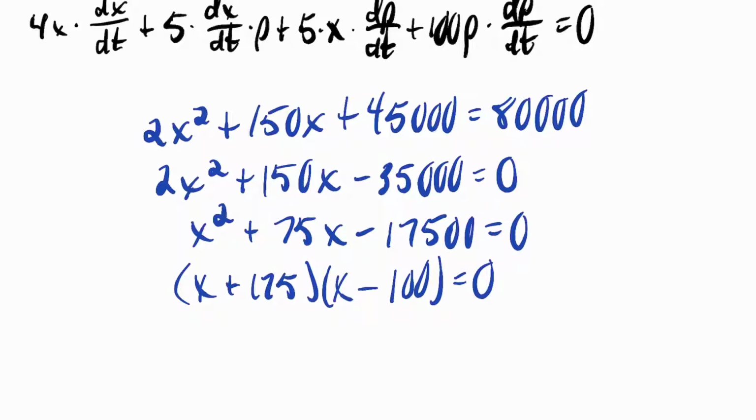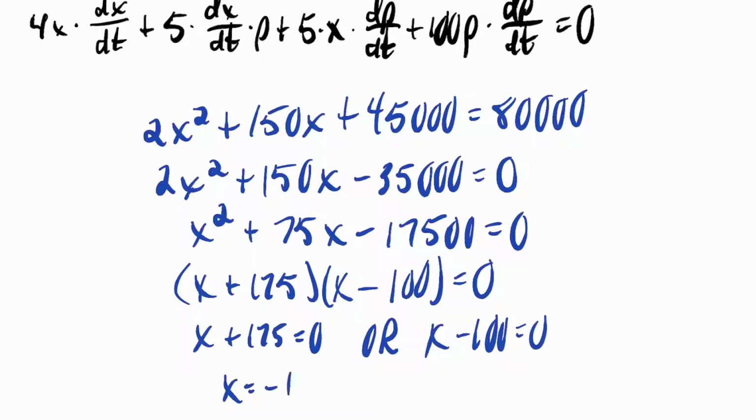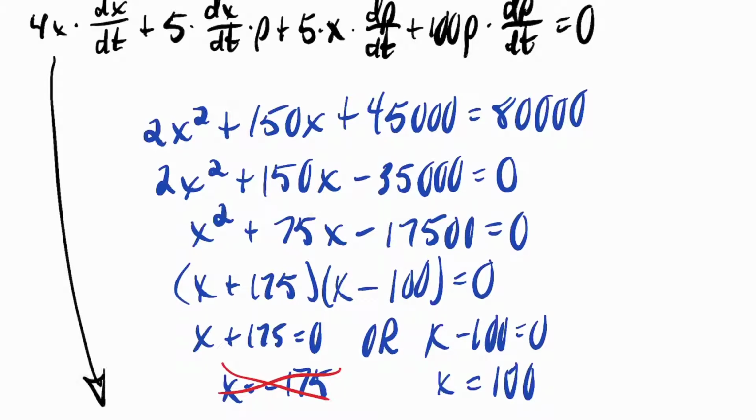When in doubt, you can use a quadratic formula to solve a quadratic equation. You don't have to do this via factoring. So, I have my two factors. So either this first factor equals 0, or this second factor equals 0. So either x is negative 175 or x is 100. Okay. Now, since x represents demand for some product or commodity, you can't have a negative demand. That just doesn't make any sense, right? So x equals 100.